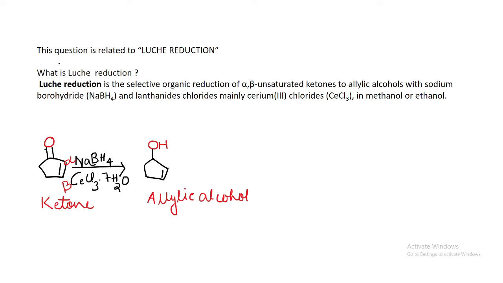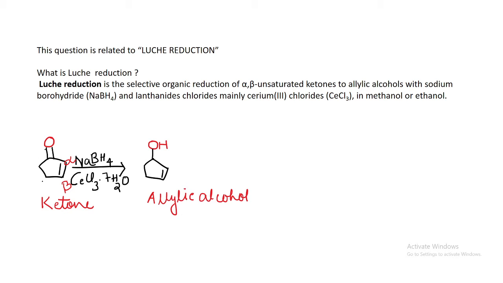So how do we proceed to solve this question? So this is a question related to Luche reduction. So what is Luche reduction? Luche reduction is the selective organic reduction of alpha-beta unsaturated ketones to allylic alcohols with sodium borohydride and lanthanide chlorides, mainly cerium chlorides, in methanol or ethanol.